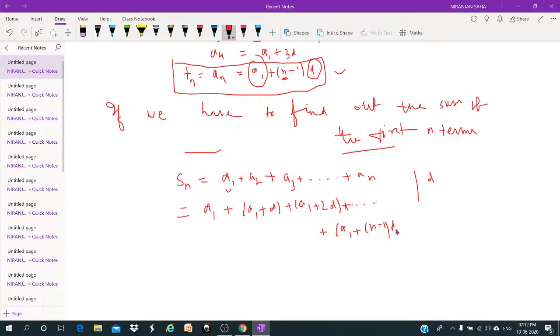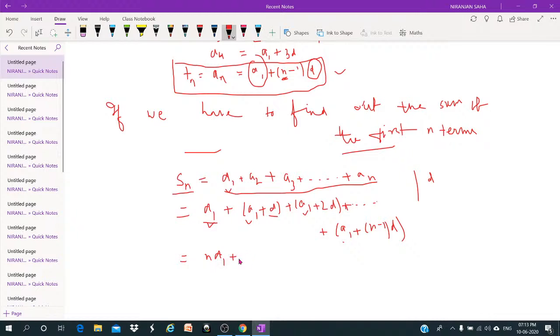So here, one thing you can note is that you know the value of the first term and the common difference. Now the sum of the first n terms depends only on the first term and the common difference. Now we can very easily add up the A1s, n number of A1s. The sum of the A1s will be n A1.